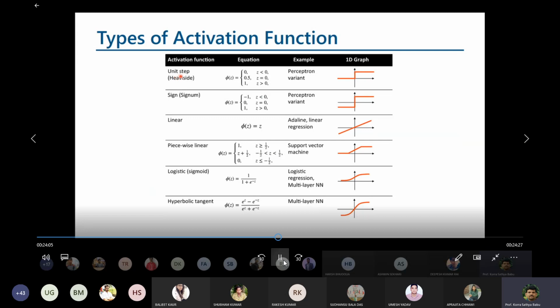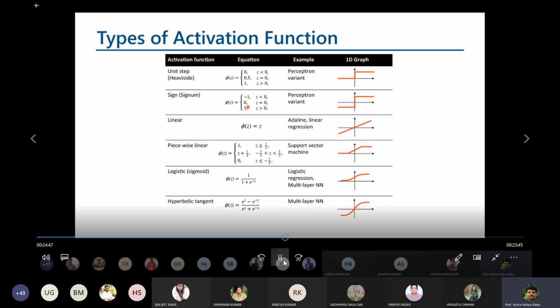Some of them, like this one, is the unit step function, psi of z, which ranges from 0 to 1. With the unit step function, the output is either 0, 0.5 or 1, depending upon the z value, the input value: 0 if z is less than 0, 0.5 if z equals 0, and 1 if z is greater than 0. So what are the various algorithms where these step values are used? This particular activation function is given here, and this is the one-dimensional graph.